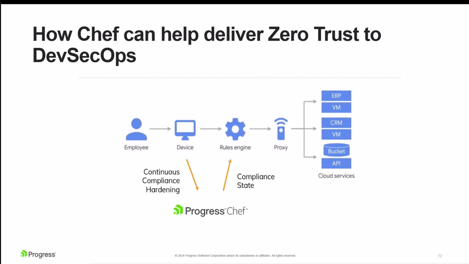Here we have a user logged into a device accessing some cloud resources. But before they get access to those resources, they must go through a smart proxy and a rules engine, or an access control engine. So what does this engine do? It's responsible to do the necessary checks to ensure that this user can gain access to these resources based on all kinds of criteria.